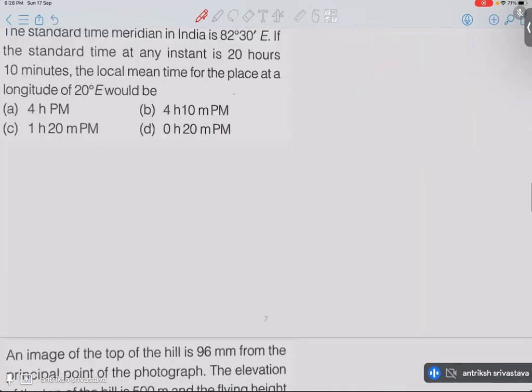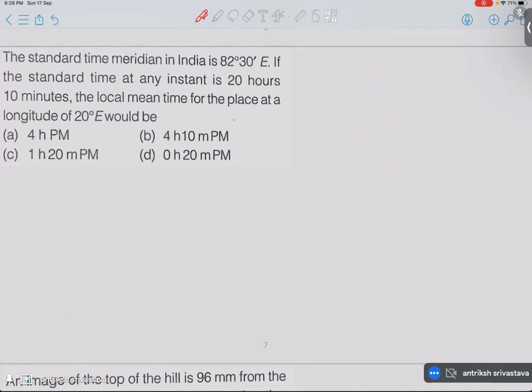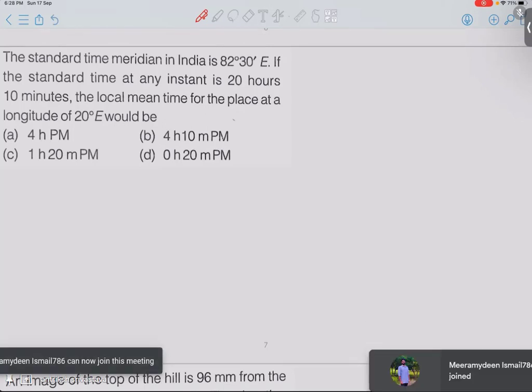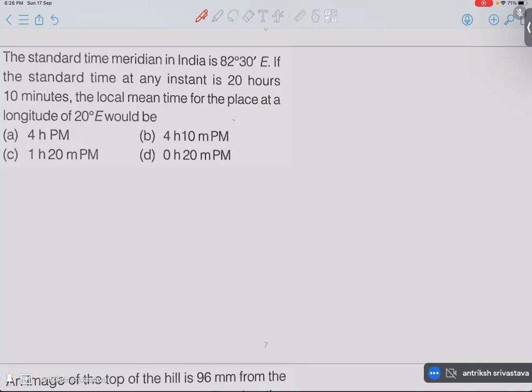Now we are starting some sub questions which will help us understand clearly the photogrammetry concepts. So the question is, the standard time meridian in India is 82 degrees 30 minutes east. If the standard time at any instant is 20 hours 10 minutes, the local mean time for the place at a longitude of 20 degree east would be.